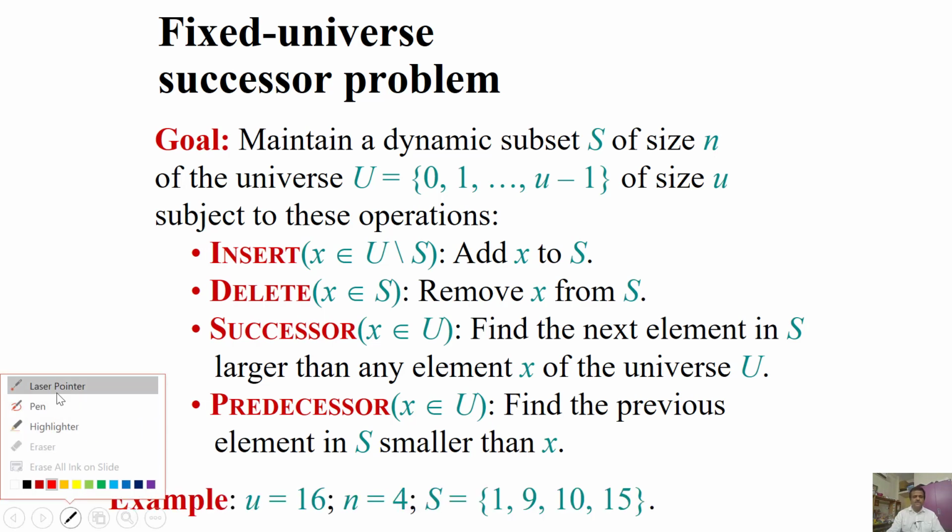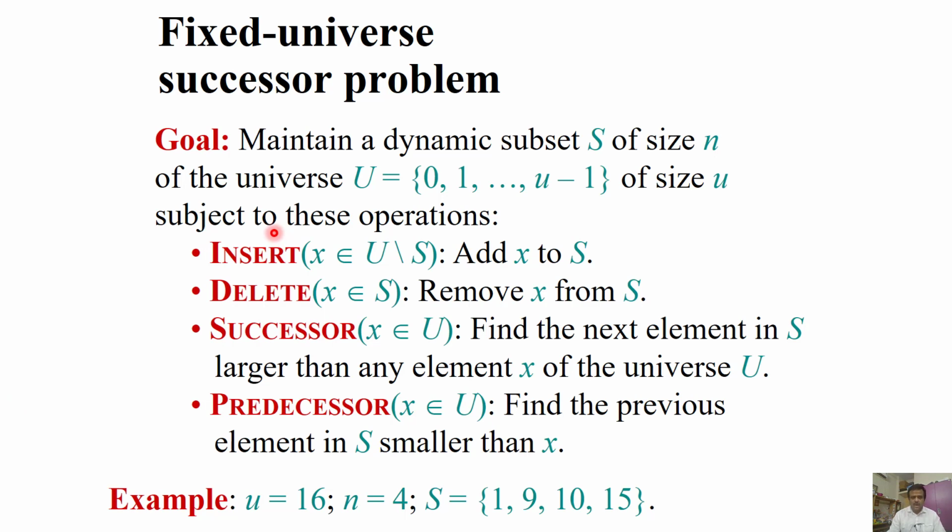Okay. So, in the fixed universe successor problem, we need to maintain a dynamic set S of n elements, and the elements are coming from this universe. So, we know the universe where the elements are coming from. We need to maintain n records, and the key values of the records are coming from this U. U is the universe from where the element values are coming. That is why it is called fixed universe. So, we know the universe where these values are coming from. Now this set S is dynamic.